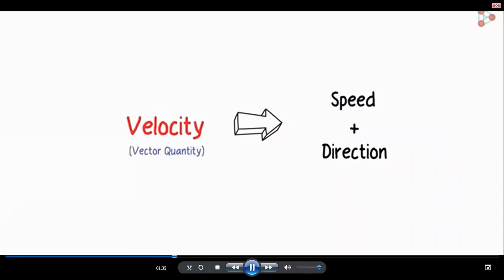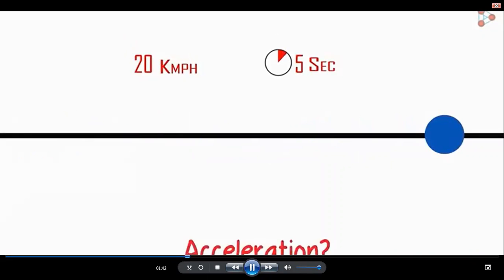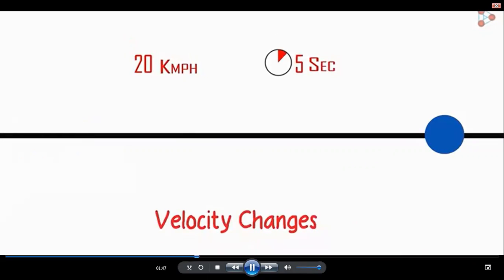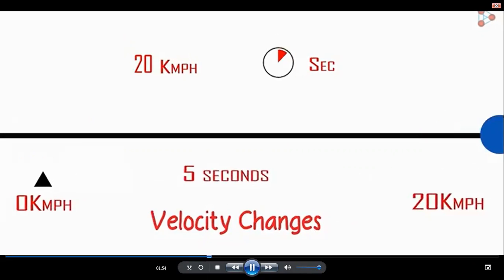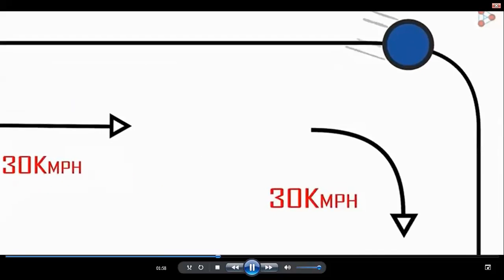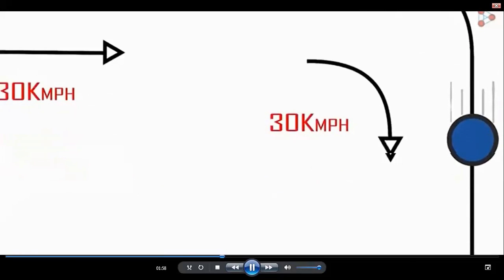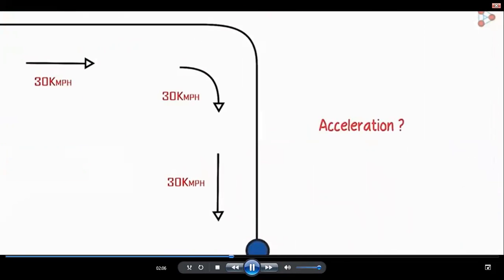Why is this important? Let's say a body moves from rest and reaches a velocity of 20 kilometers an hour in 5 seconds. Will acceleration be involved here? Yes, because the velocity is changing. It was 0 initially, and at the end of 5 seconds, it's 20 kilometers per hour. In another scenario, assume that a body is moving at 30 kilometers an hour, and then it moves right at 30 kilometers an hour, and continues traveling at the same speed of 30 kilometers per hour. Will there be acceleration in this case?